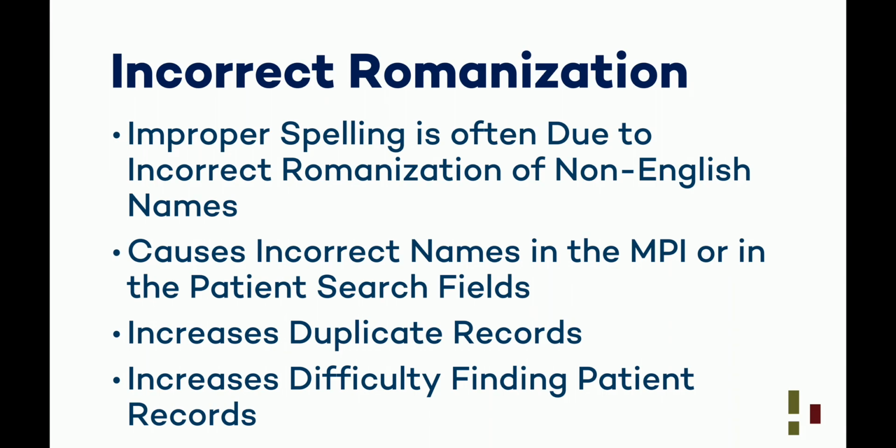By way of background, romanization is the process of writing a word or name in English letters that come from another language character set. It's incorrect romanization that creates spelling errors. It creates inconsistency for specific patients, whether it's MPI data in the system itself or it's the data that the registration clerk types in to find the patient. A misspelling on either side creates problems. And these problems, of course, create duplicate records and make it increasingly difficult to find patients.